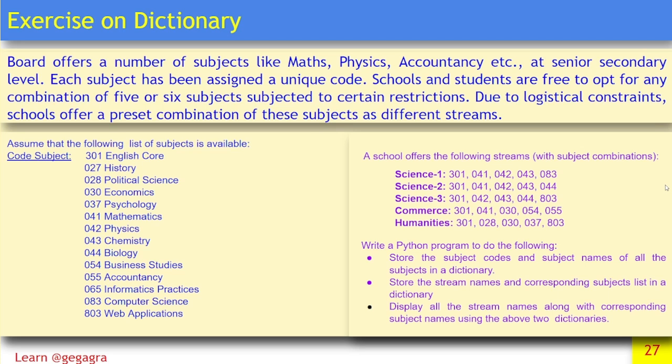Write a Python program to do the following: store the subject codes and subject names of all the subjects in a dictionary. Store the stream names and corresponding subjects list in a dictionary. Display all the stream names along with the corresponding subject names using the above two dictionaries. So let's move to the program.